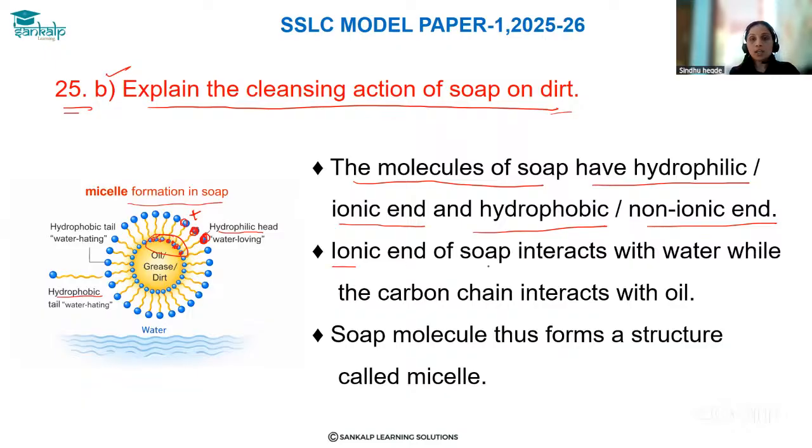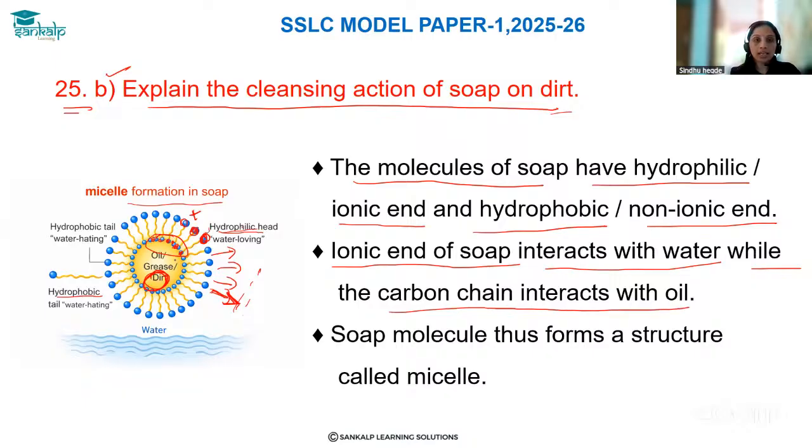This ionic end of the soap, meaning the hydrophilic end, interacts with water. See, this is towards the water, right? Like this. Dirt or grease is here. Then this is water. This hydrophilic head is towards this water. Hence, the ionic end of the soap interacts with water while the carbon chain interacts with oil. This other end interacts with oil.